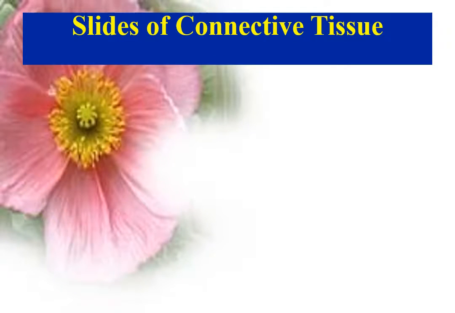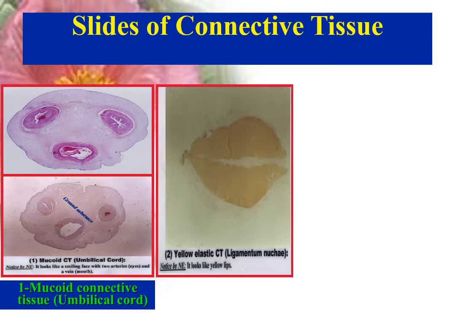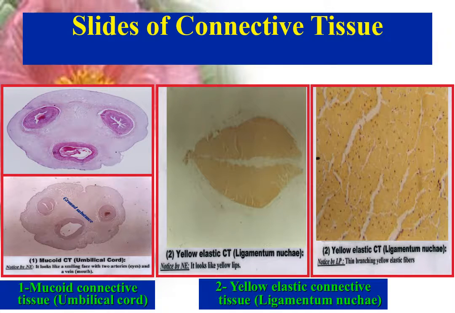Slides of connective tissue. Examples of slides on general connective tissue: mucoid connective tissue in umbilical cord, an example of loose connective tissue, and yellow elastic connective tissue in ligamentum nuchae, an example of dense regular connective tissue.